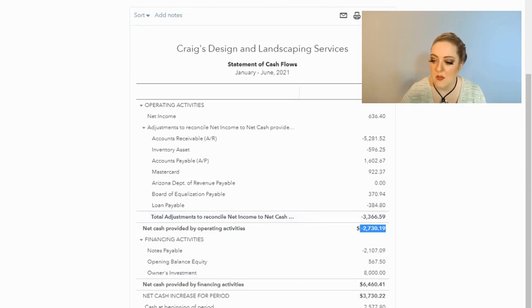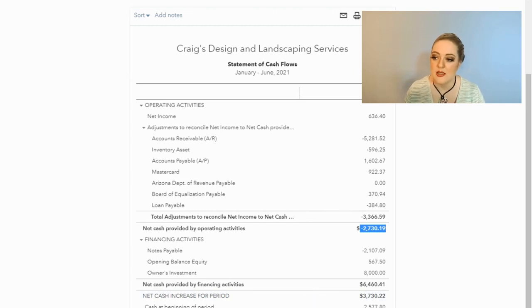Then here at the bottom, you see the total change for the period, the money that they had at the beginning of the year, and what they have in the bank now. And that is the total of these two things. So the total change plus what they had at the beginning equals what they have now. So that is our deep dive into the statement of cash flows.